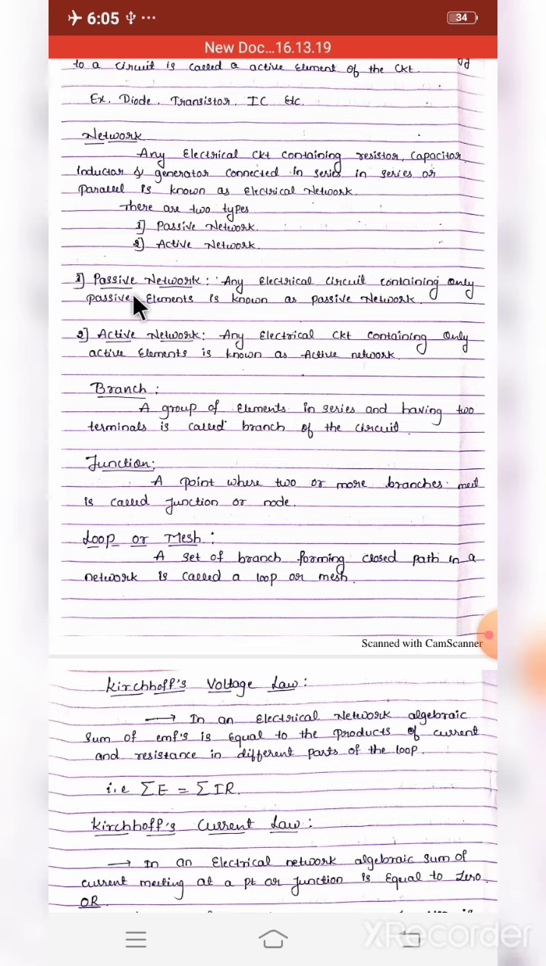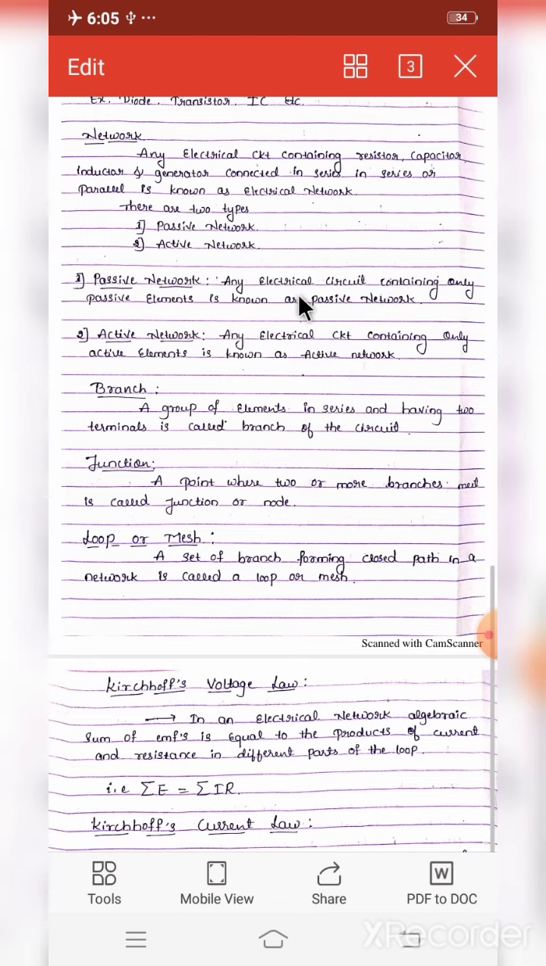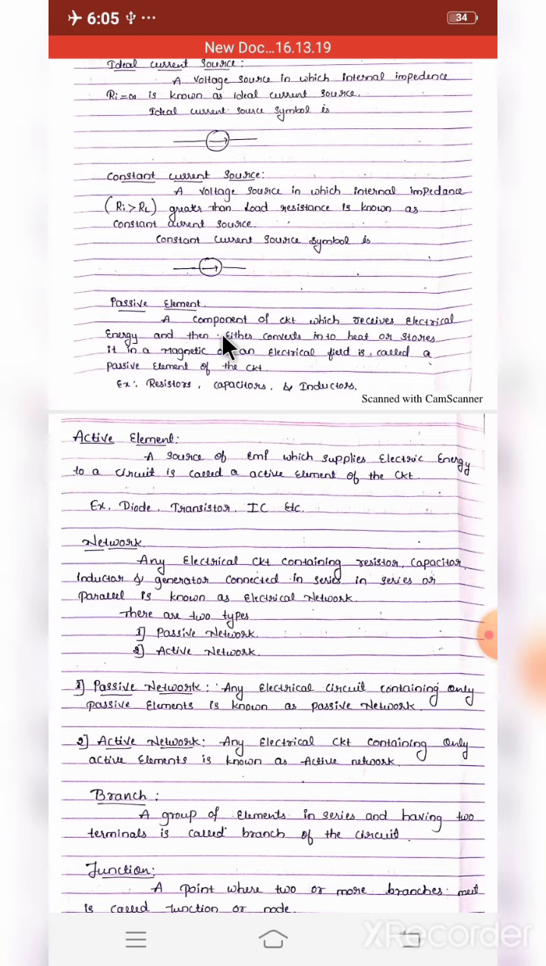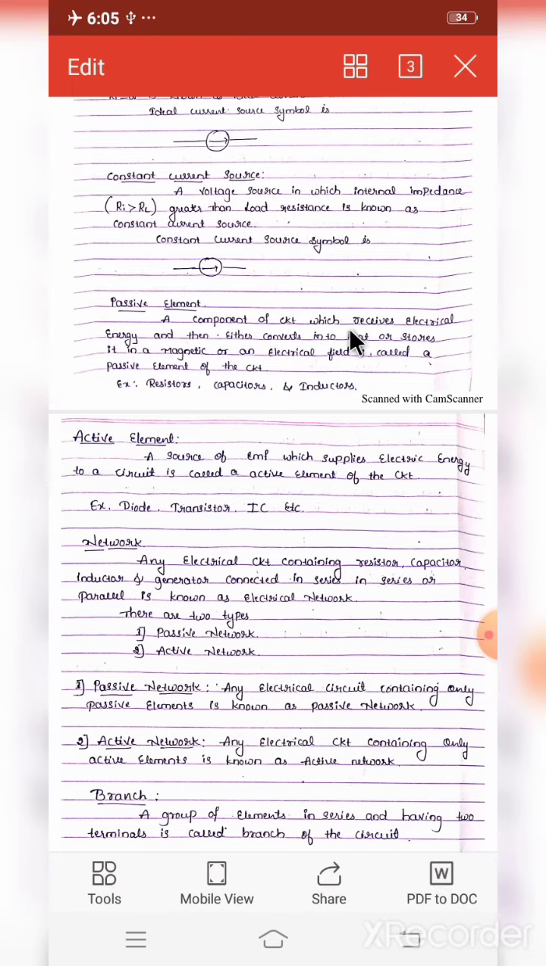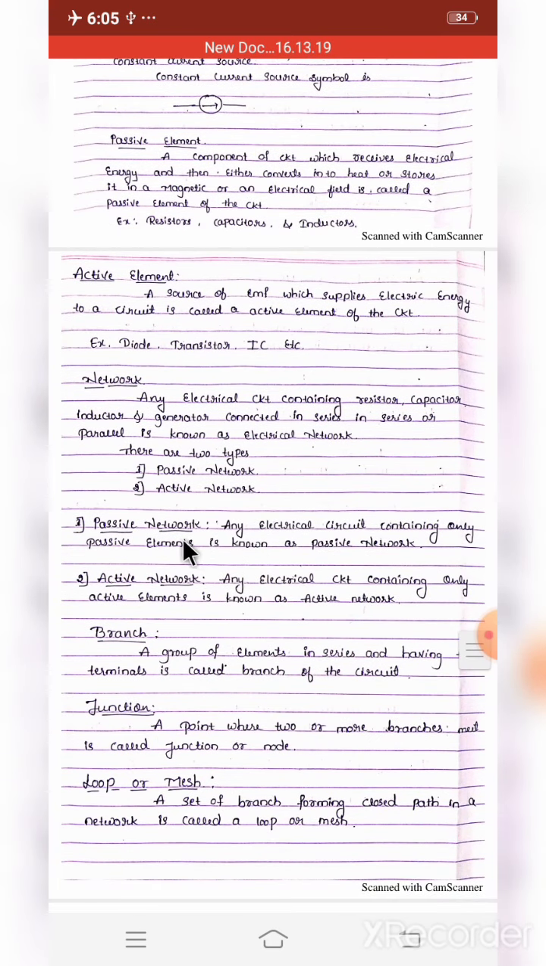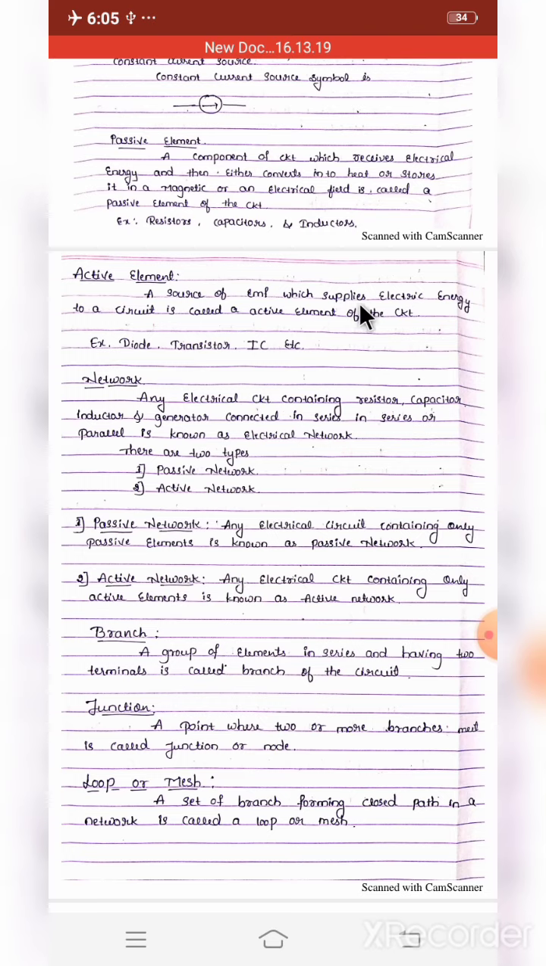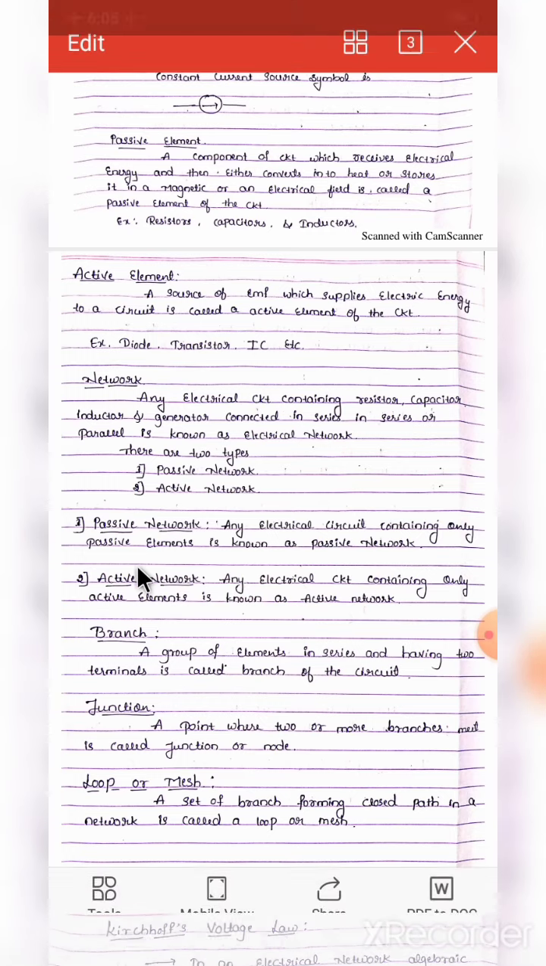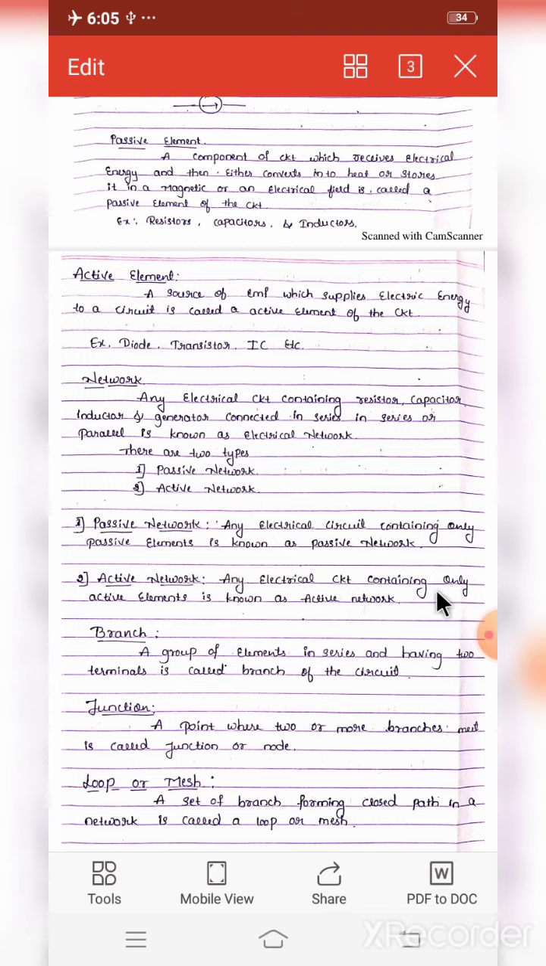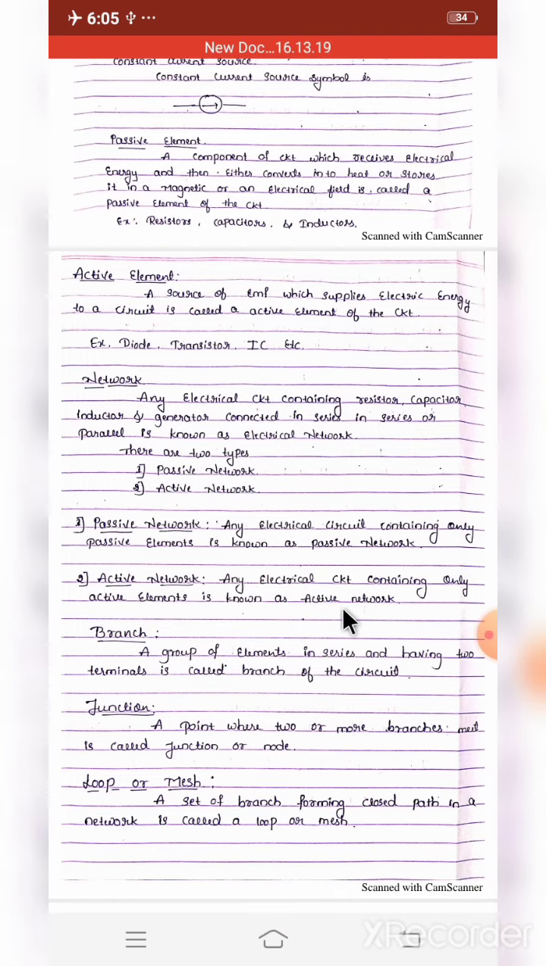So what do you mean by the passive network? Any electrical circuit containing only passive elements is known as a passive network. Passive elements are components of a circuit which receive electrical energy and then either convert it into heat or store it in a magnetic or an electrical field. Similarly, active network: any electrical circuit containing only active elements, a source of EMF which supplies electrical energy to a circuit, is known as an active network.